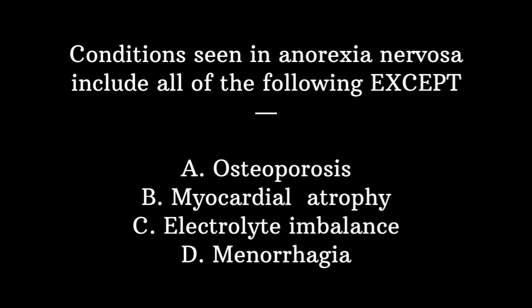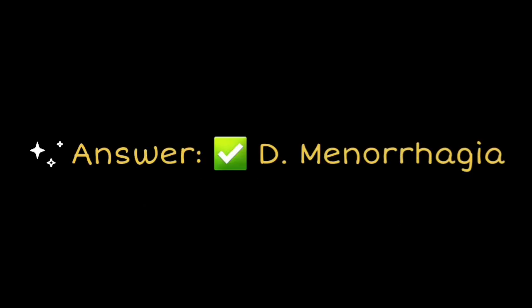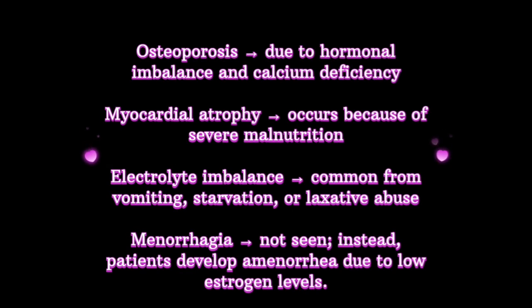Question: Conditions seen in anorexia nervosa include all of the following except. Options: A. Osteoporosis, B. Myocardial atrophy, C. Electrolyte imbalance, D. Menorrhagia. The correct answer is option D, menorrhagia. Osteoporosis occurs due to hormonal imbalance and calcium deficiency. Myocardial atrophy occurs because of severe malnutrition. Electrolyte imbalance is common from vomiting, starvation or laxative abuse. Menorrhagia is not seen. Instead, patients develop amenorrhea due to low estrogen level.